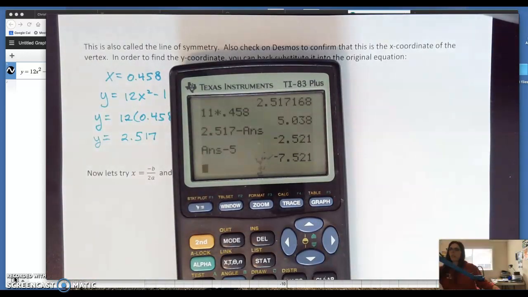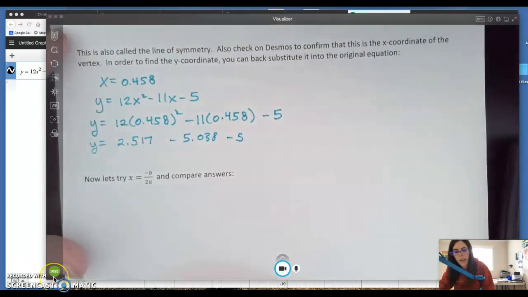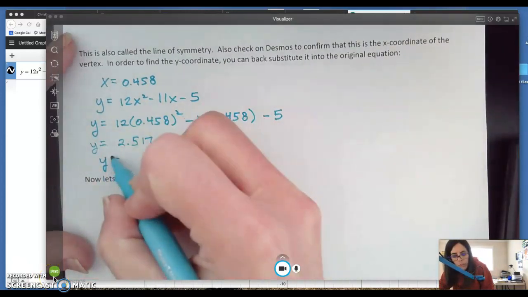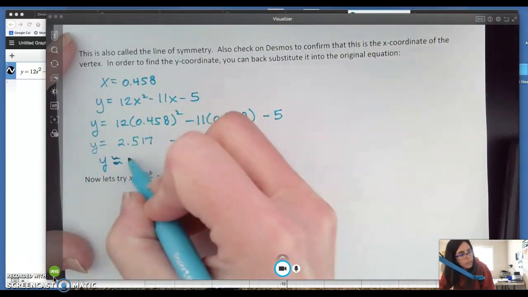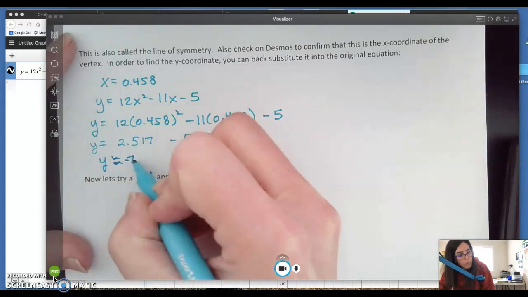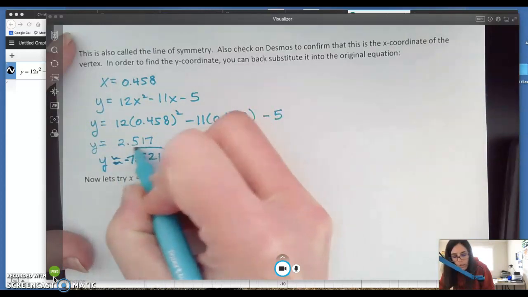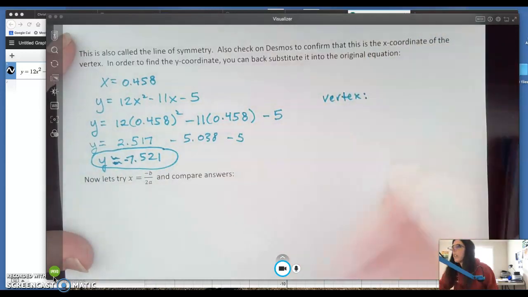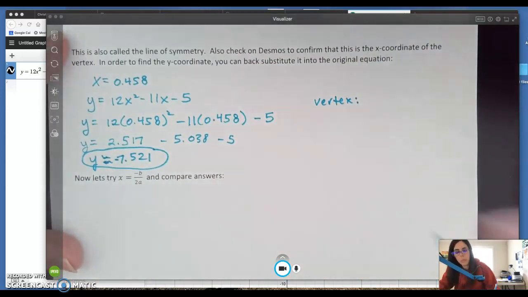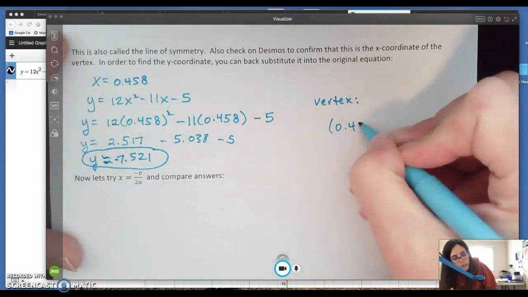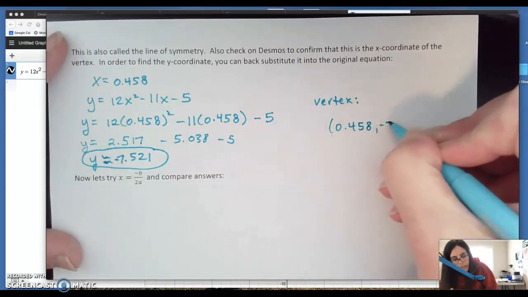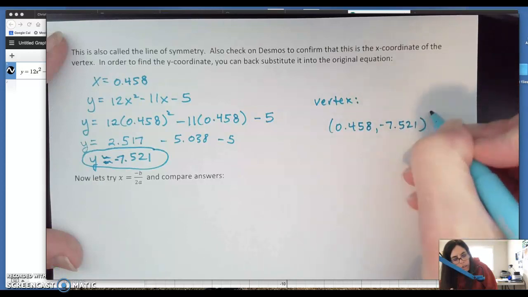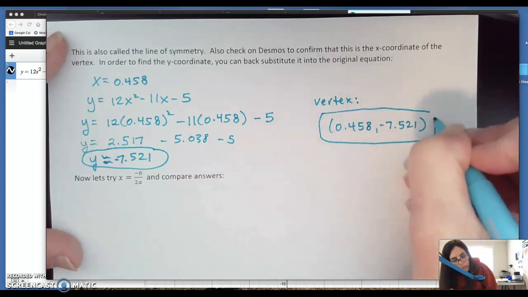So we get the answer that we were looking for from the graph. And maybe I'll do approximately since we did kind of round everything. So negative 7.521. Okay, and then maybe over here I'm going to state that that is our vertex, 0.458, comma, negative 7.521. Okay, so that took a little bit of work.